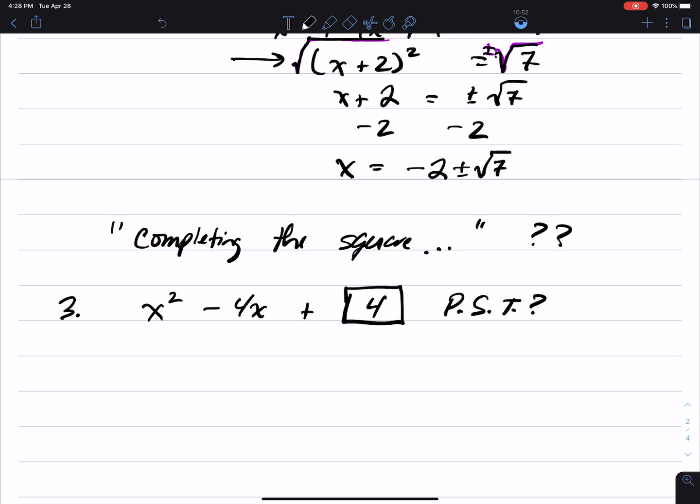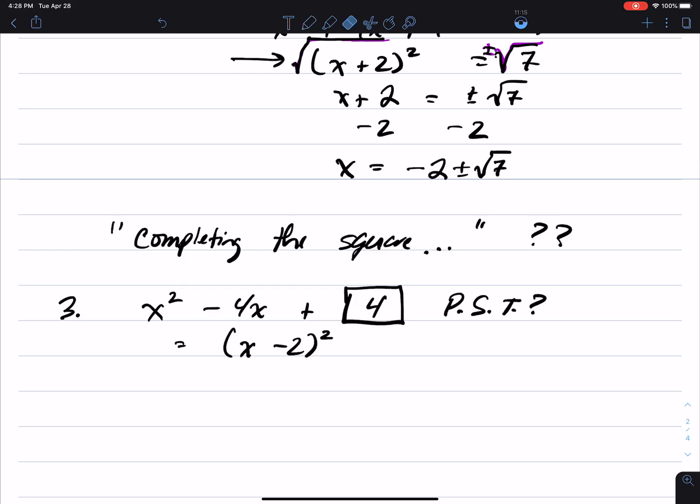Why does it need to be 4? Because now it is a PST, right? And how would this factor? This would factor as x minus 2 squared, okay? Now, if you're looking at that going, I don't know how he got that at all, how did he know it was 4 and not 5 or 7 or 3? Well, couple answers. First of all, please notice that 4 is a square, and it does factor like that.